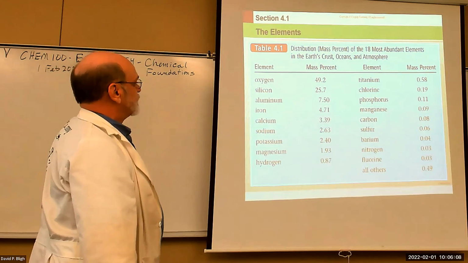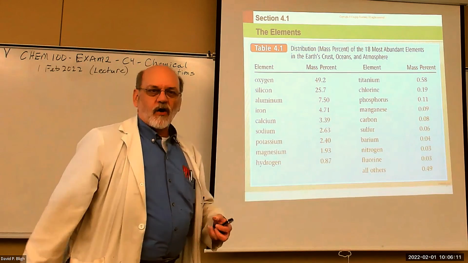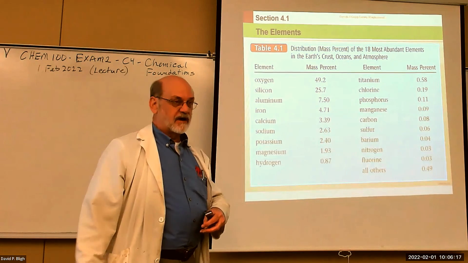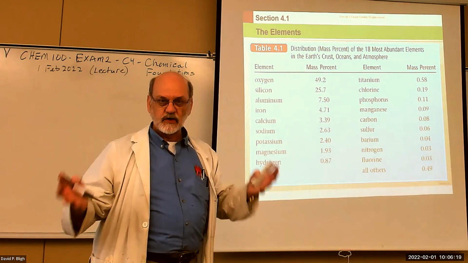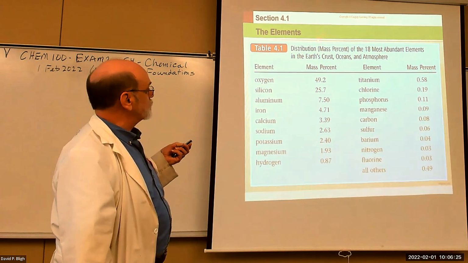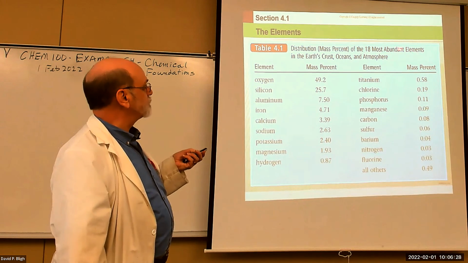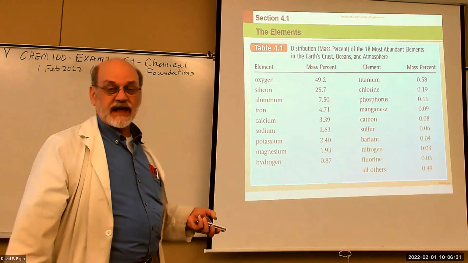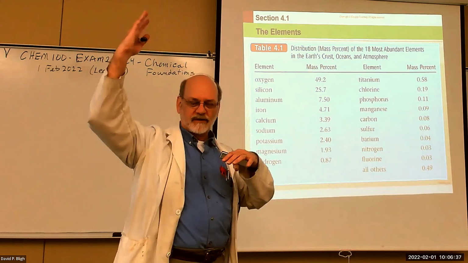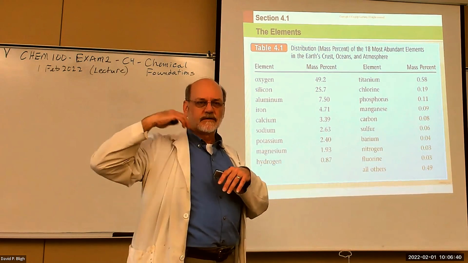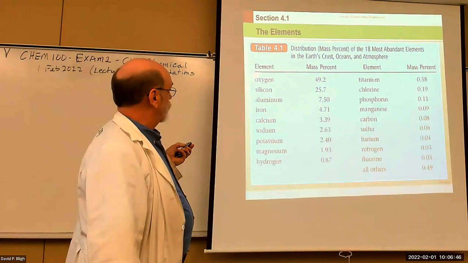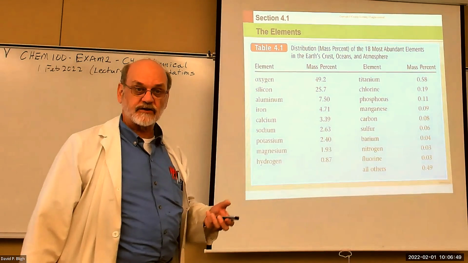Okay, so the elements, they're not all equally abundant, right? There's some elements that are a massive majority in the universe, and even in the crust of the earth. In this case, we're talking about the distribution of these 18 most abundant elements in the Earth's crust, oceans, and atmosphere. So we're not talking about the mantle or the core of the Earth, just the crust and up. So the crust, the oceans, and the atmosphere. These are the percentages by mass. So the highest percentage by mass is oxygen.